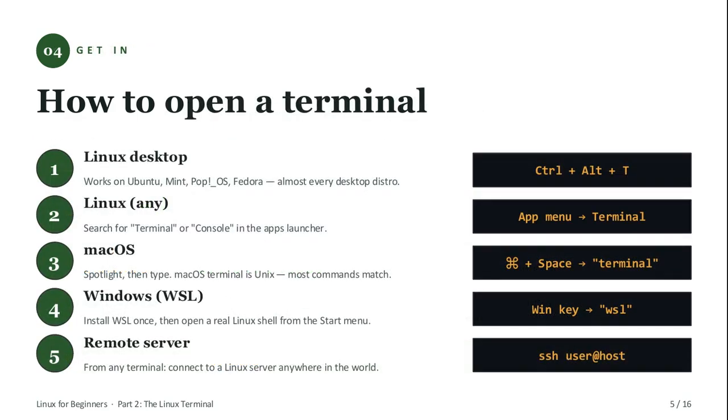So now let's actually open one. On a Linux desktop, Ctrl+Alt+T is the fastest way in, and it works on almost every distro you'll meet. If that shortcut doesn't fire, just search for Terminal or Console in your app launcher. On macOS, hit Command+Space and type Terminal. And good news, macOS is Unix underneath, so most of what you learn here transfers directly. On Windows, install WSL once, and you get a real Linux shell from the Start menu. And finally, from any terminal, ssh user@host drops you onto a Linux machine anywhere in the world, which, honestly, is where this all starts to feel powerful.